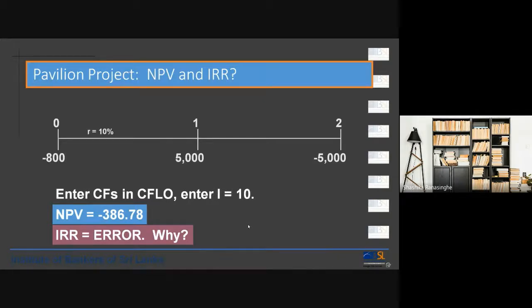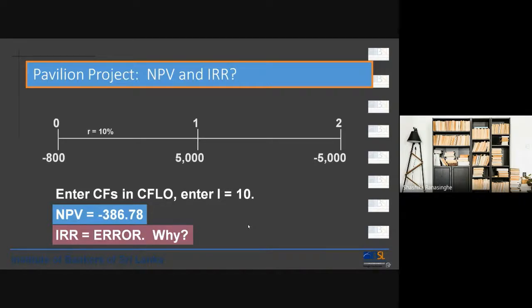Okay. Now, if you take this example, year 0, you have an initial outflow of 800. Then year 1, inflow 5,000. Year 2, outflow 5,000. So this is non-normal cash flows because you have outflow followed by inflow and then another outflow. It's called a non-normal cash flow.